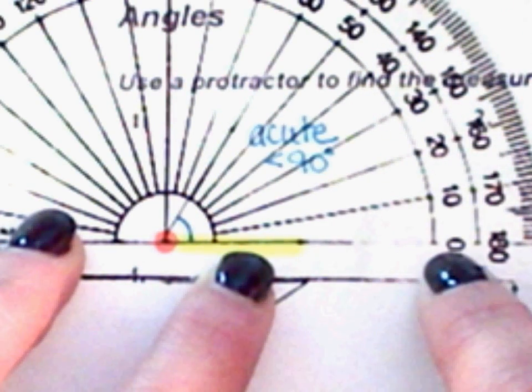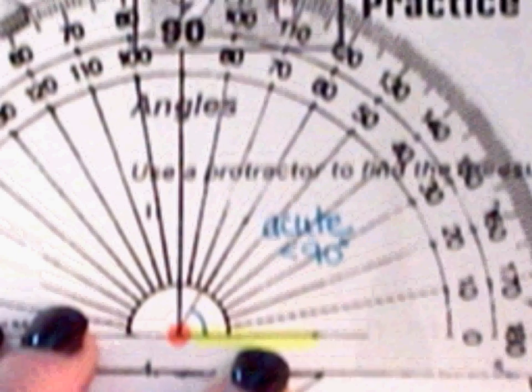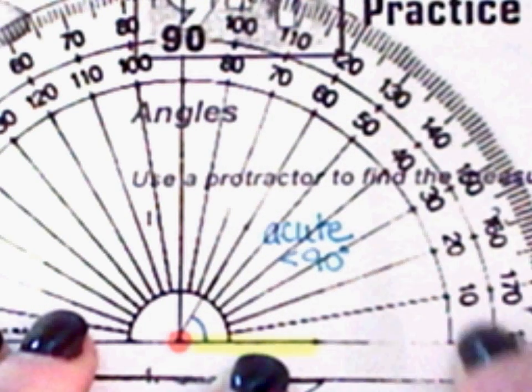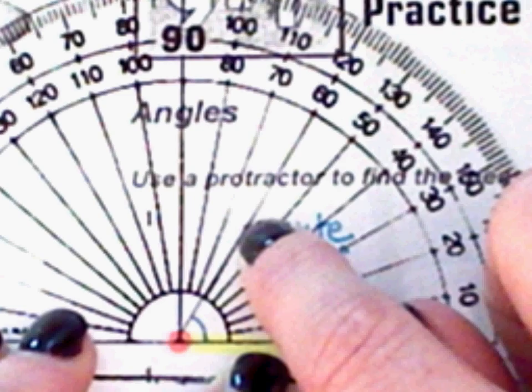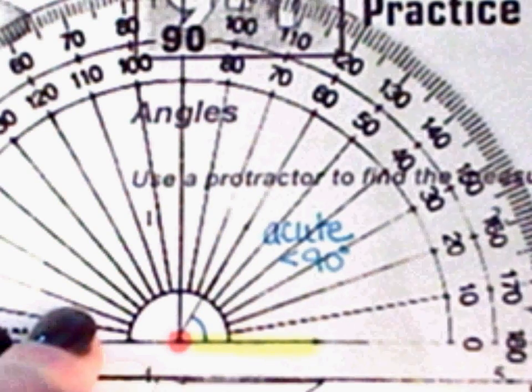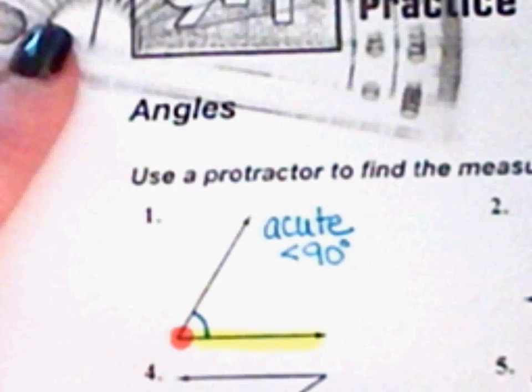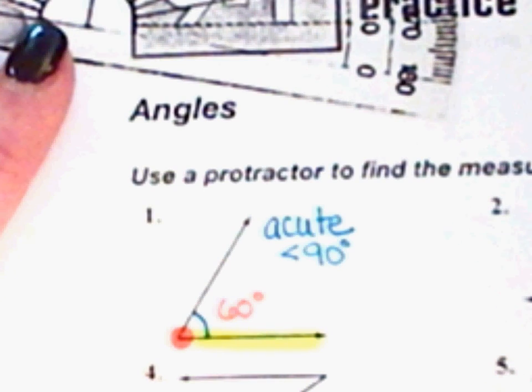Again, since I'm looking at the 0 here and I want to go in order of sequence, I need to stay on the inside numbers. 0, 10, 20, 30, 40, and I need to go to where my line is. My line stops at 60. So I'm going to write that my angle is 60 degrees.